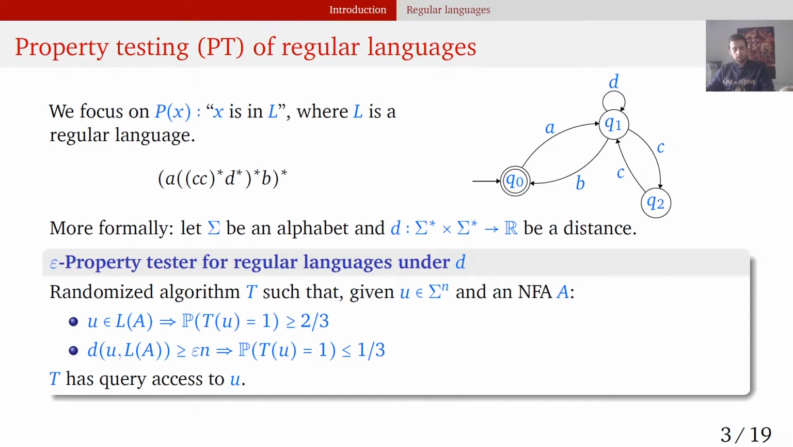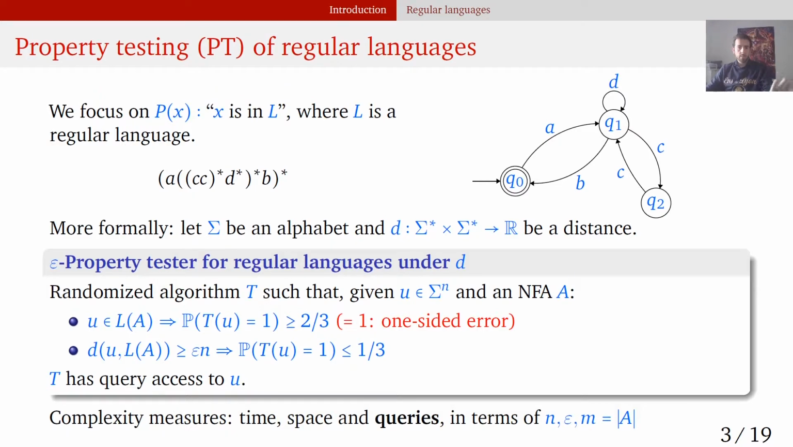However, no answer is specified when the distance between u and the language of A is between 0 and epsilon n. It could be 0 or 1 indifferently. And as I mentioned before, T has free access to u. There is a particular case when T always accepts inputs that are in A, and in that case we say that T has one-sided error. Here the complexity measures are the usual time and space, and also queries, and we focus on minimizing the number of queries. We measure them in terms of n, the length of the input, the parameter epsilon, and m, which is the number of states of the automaton.